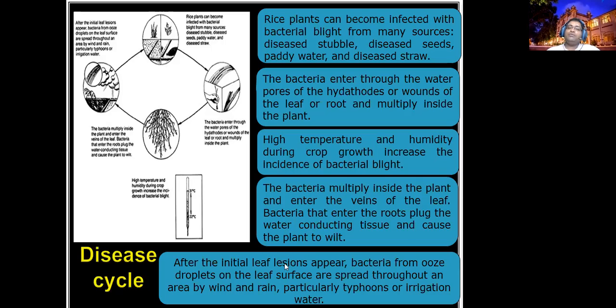Initial symptoms you can expect are the leaf lesion. Then from the leaf lesion you can observe the bacterial ooze drops, right? Drops, and wind and rain favor the movement of the bacteria from one area to another area. This is the disease cycle of bacterial leaf blight caused by Xanthomonas oryzae pv. oryzae.